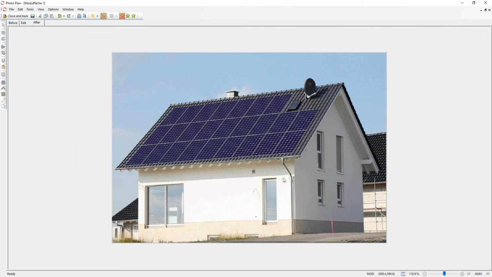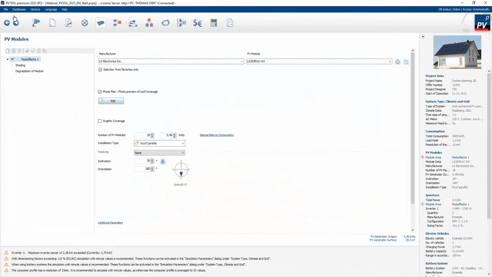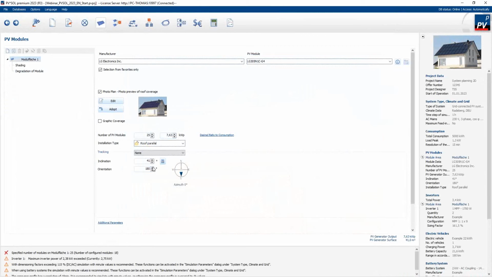And now we have to adopt the data. This can be done by this button here, close and back. And then we have to adopt the data, and the number of modules as well as inclination of the roof will be adopted. What you have to enter is orientation. Yes, this should be still to the south. This cannot be adopted from our picture. Okay, that's it for the PV modules.